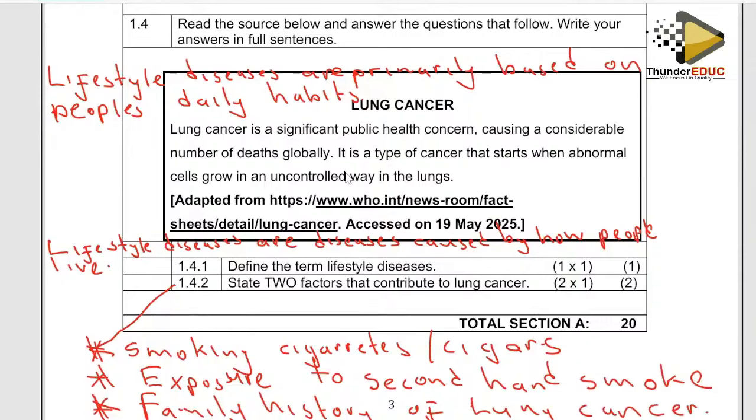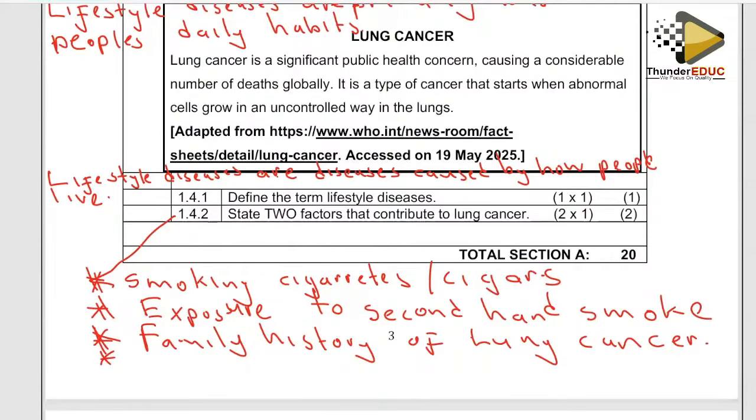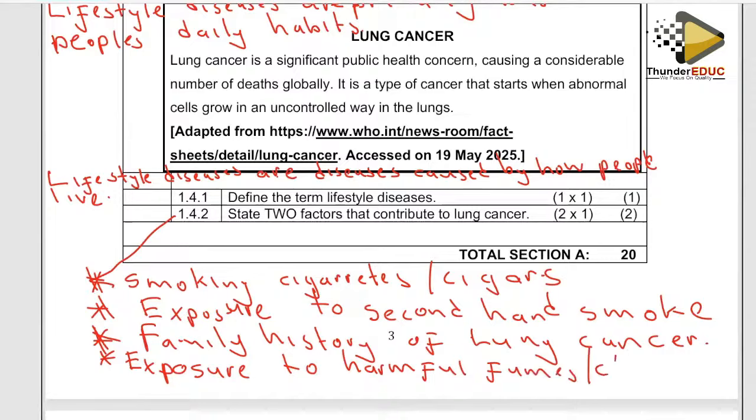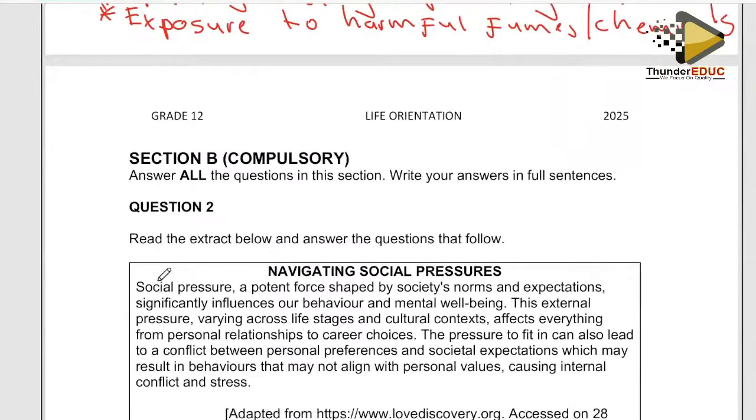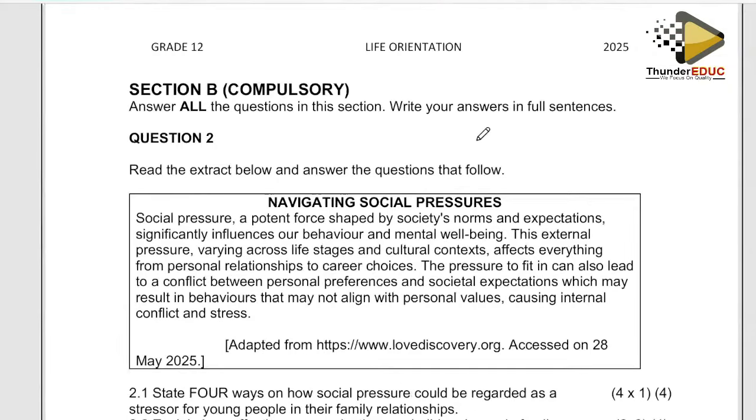Then in addition to that, you can say continuous exposure to harmful substances, harmful fumes, or chemicals. When you are subjected to harmful chemicals, you might end up getting lung cancer as well. Then moving on to the next one. The next one is a compulsory section. This is section B, which is compulsory. You are required to answer all questions in that particular section.